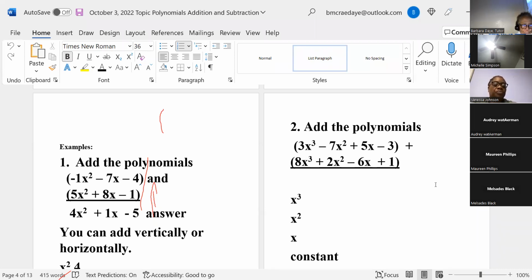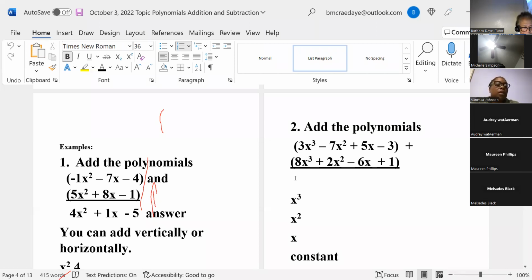Everybody finished? Mercedes, you done? Yes, miss. Okay, so let's ask Mercedes, what did you get for 8x to the third plus 3x to the third? I have 5x to the third. Mercedes, this is an add. Add the polynomials, not a subtraction. Add the coefficients, 8 plus 3.